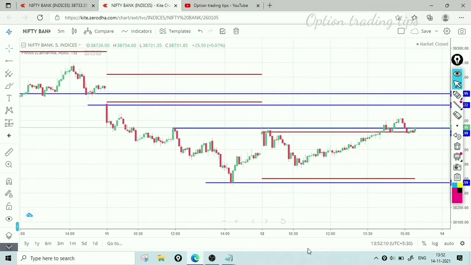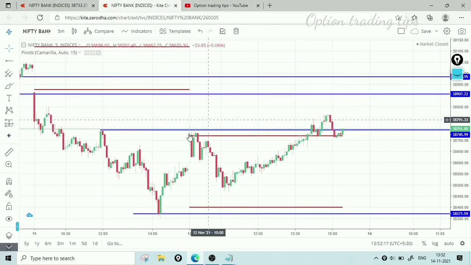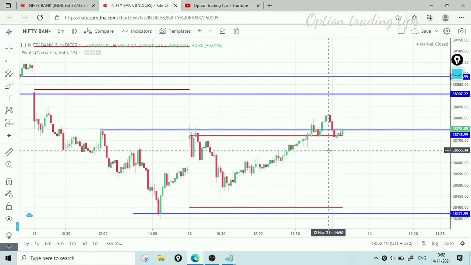This is the support and resistance I am using, other than the first 5 minutes candle high and low and Camarilla R3 and S3.